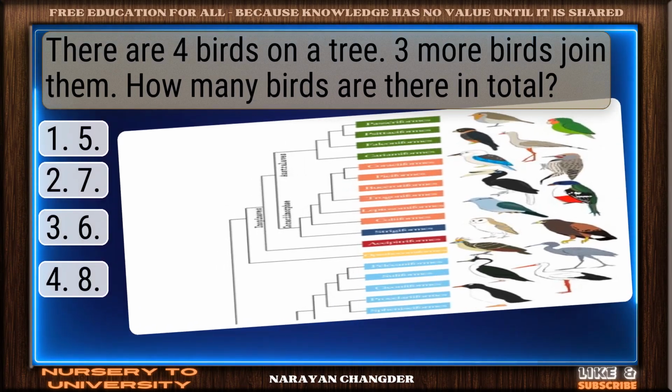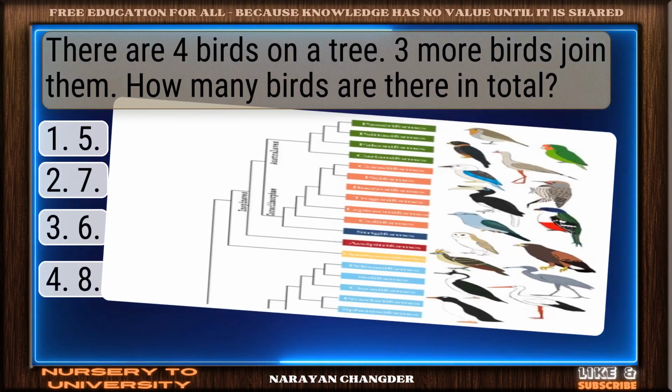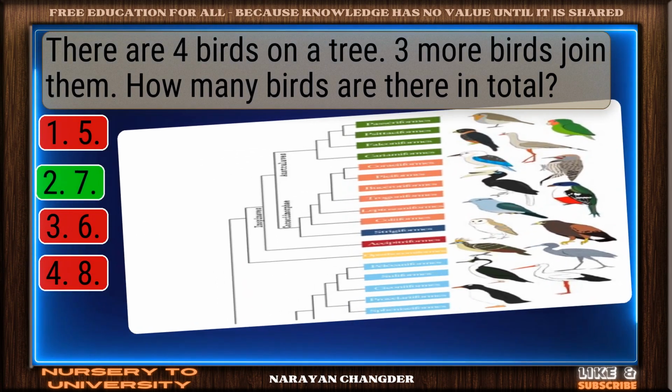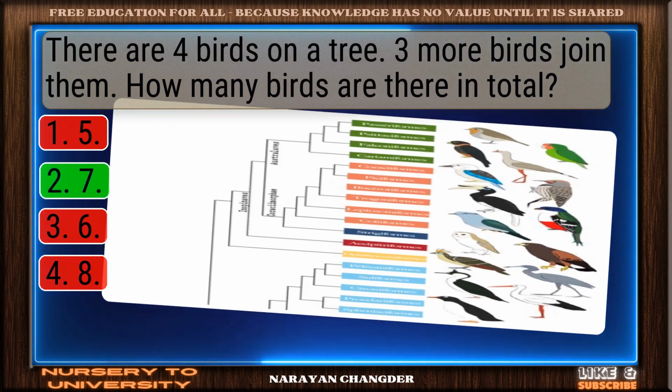There are 4 birds on a tree. 3 more birds join them. How many birds are there in total? Well reasoned. 7 is the correct choice.